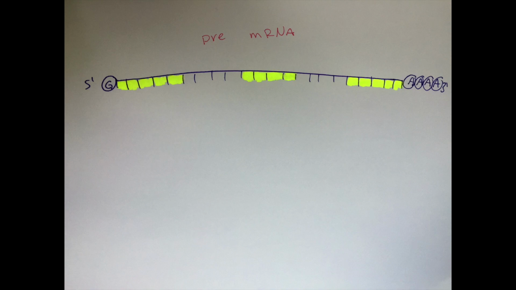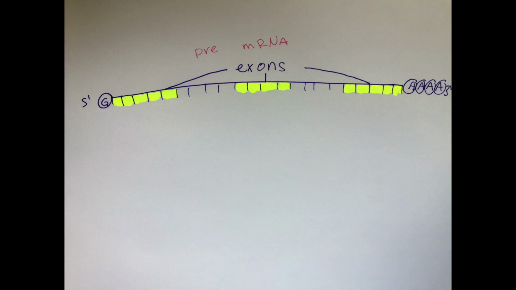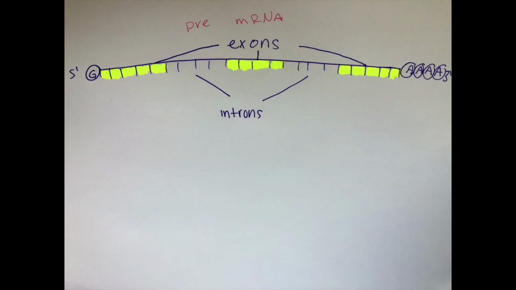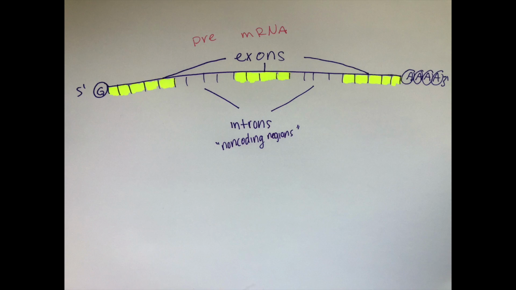Notice that the pre-mRNA has regions that are highlighted and regions that are not. The yellow regions are exons. Exons are the parts of pre-mRNA that contain the genetic material that codes for protein. The other parts, the ones that are not highlighted, are known as introns. Introns are the parts of pre-mRNA that need to be spliced out. They're known as the non-coding regions, since they're not used in protein synthesis.